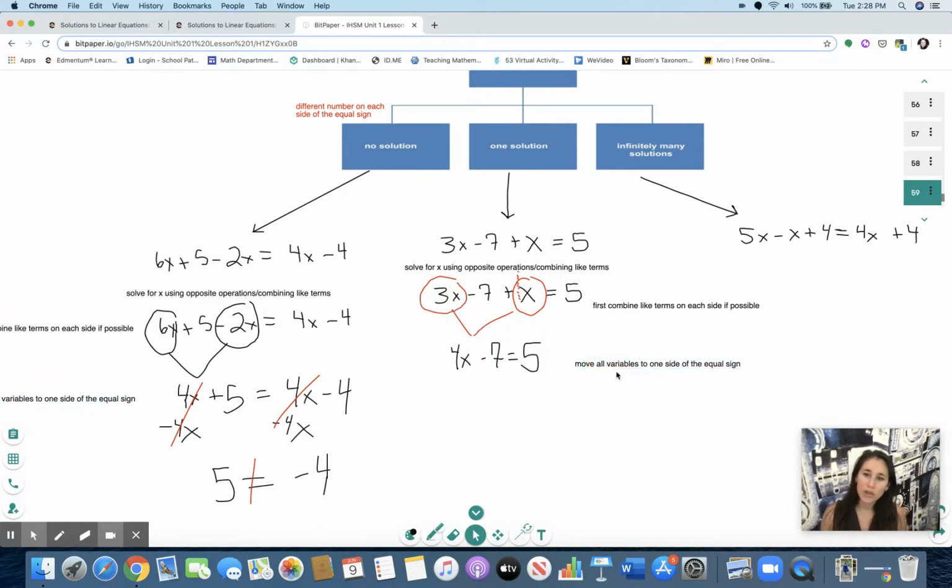Okay, and this one, move all variables to one side of the equal sign. We don't have to do that because lo and behold, when we look, all the variables are on one side already, so we don't need that one. But what we are going to do is solve for x now using opposite operations.